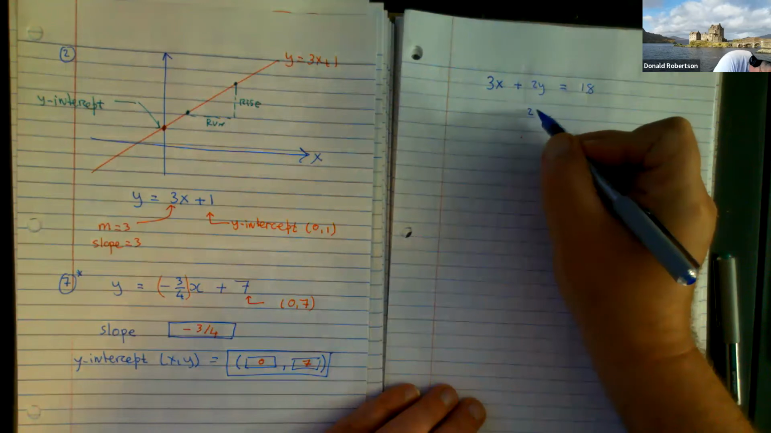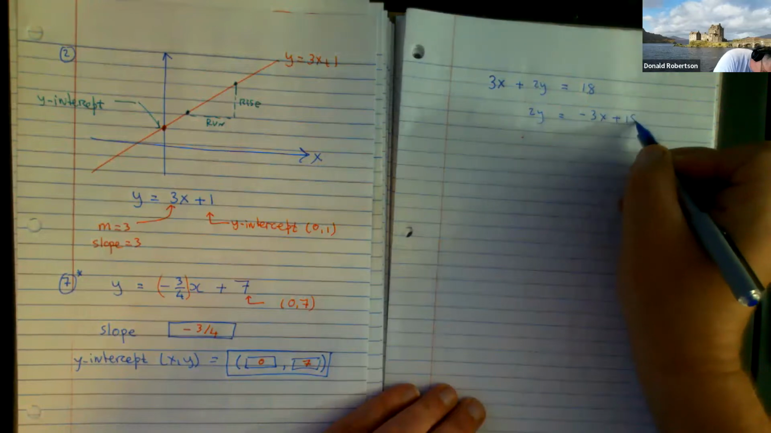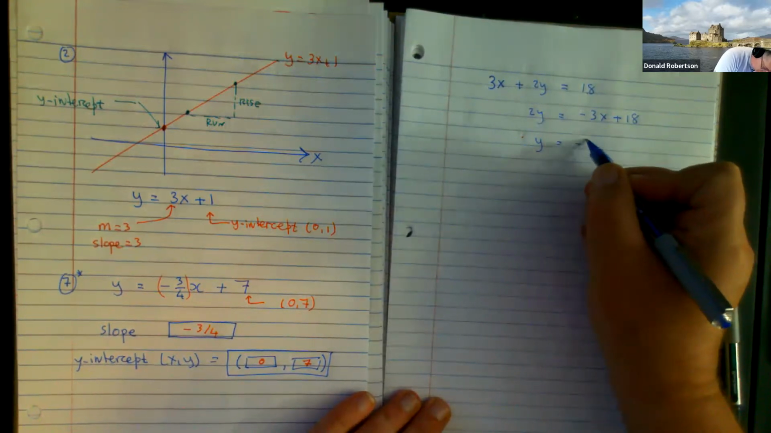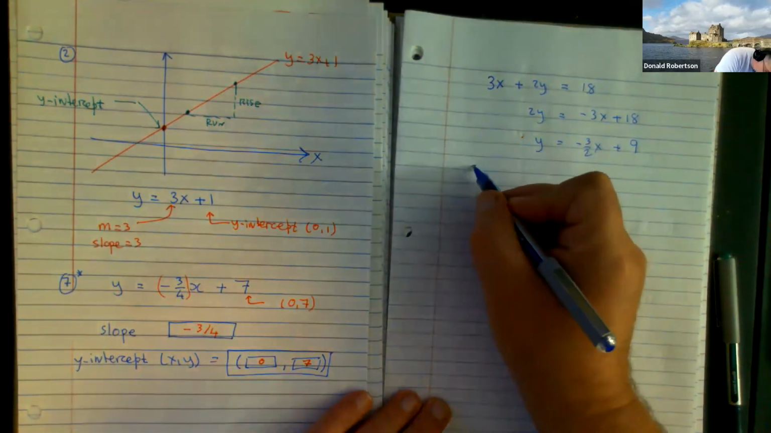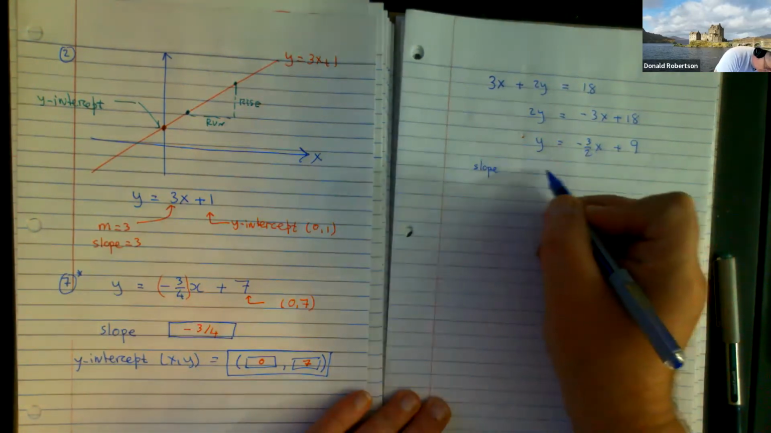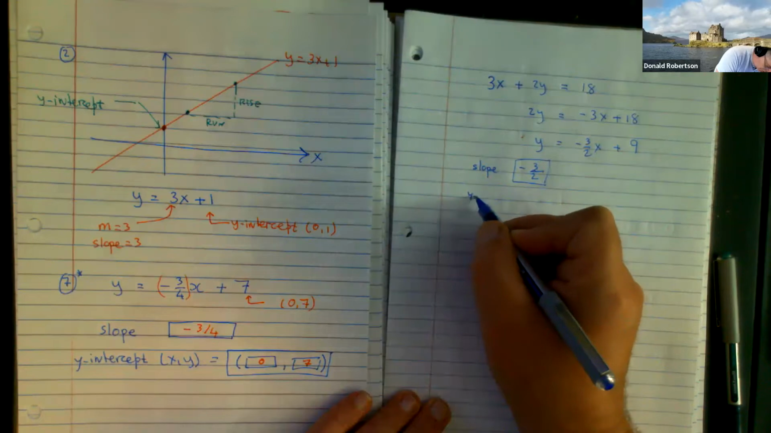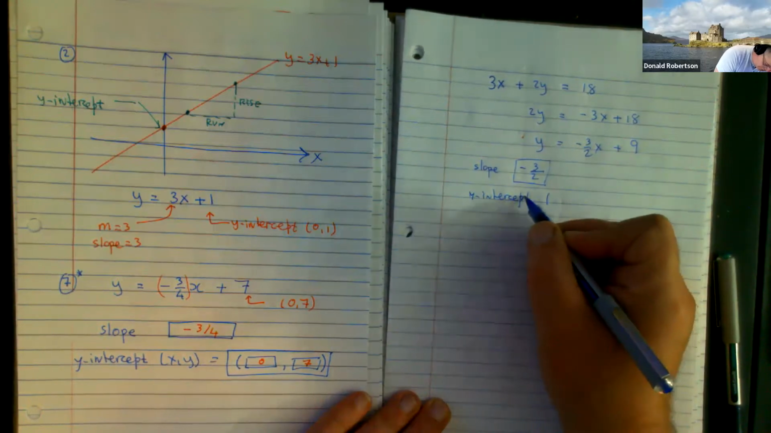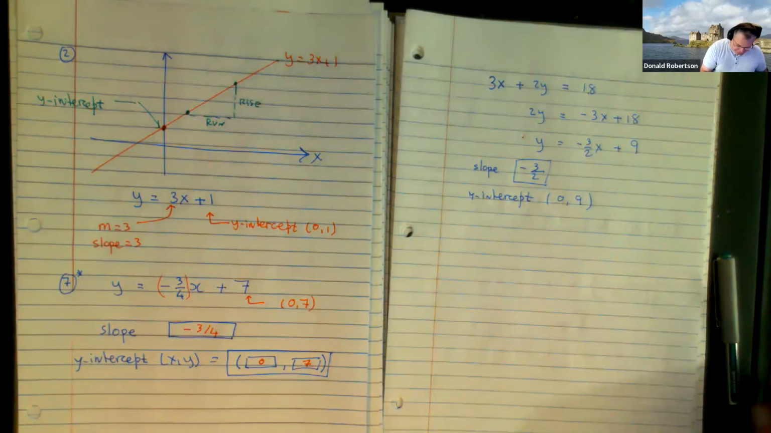I'm going to use the rule: as long as you do it to both sides, it's okay. The first thing I'm going to do to both sides is subtract 3x. And then I'm going to divide both sides by 2. So I'm dividing that by 2 and that by 2. I now know the slope. The slope is -3 halves. And I know the y-intercept. The y-intercept is 9, or its coordinates are 0, 9.